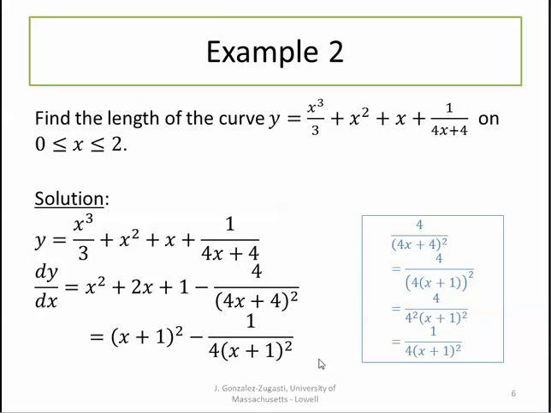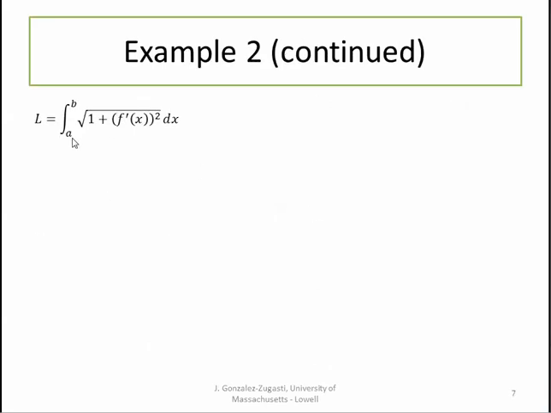Alright, so now we take this and we plug it into our formula for arc length. The formula is the integral from a to b of the square root of 1 plus the derivative of our function squared. So that's going to be equal to the integral from 0 to 2 of the square root of 1 plus, here's our derivative, squared. Alright, so just like last time, think of what I have here in red as your a term and what I have here in green as your b term.